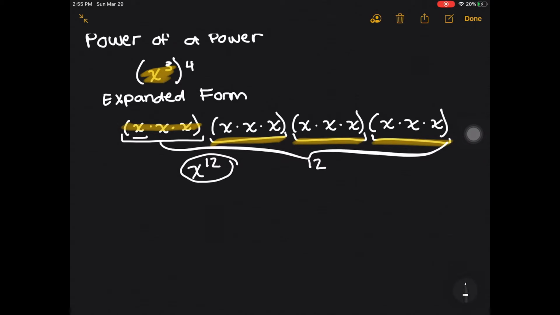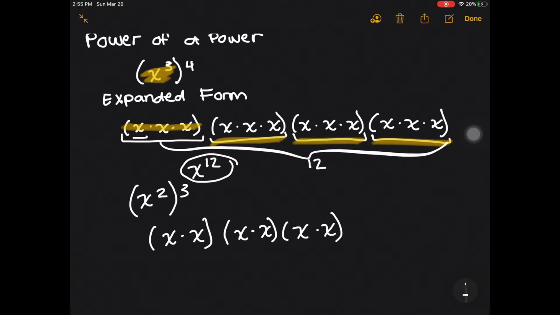Let me show you another example. If we had x squared to the third, again, we want to expand this first, starting with what's in the parentheses. So we know x squared is just x times x. And we know that we're putting this to the third power, so we're going to write this 3 times. When we have x squared to the third power, we see that is going to be x times itself 6 times, or x to the 6th.